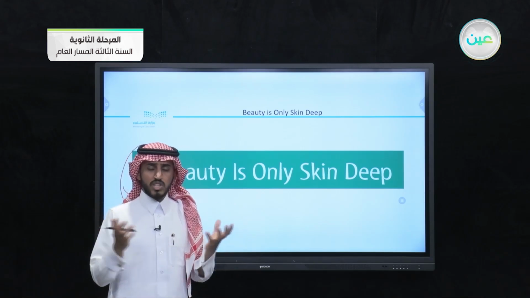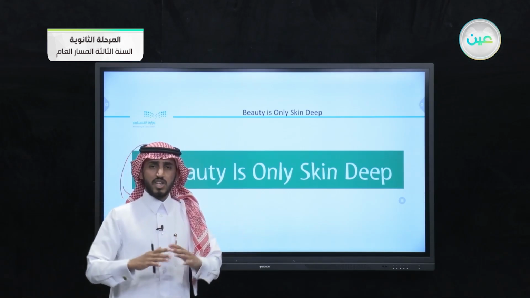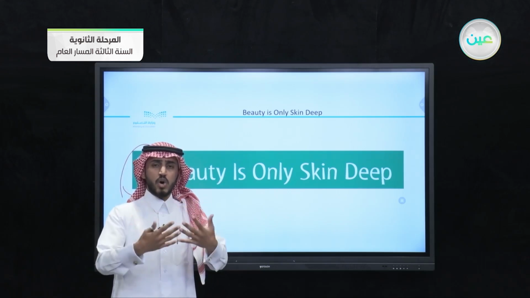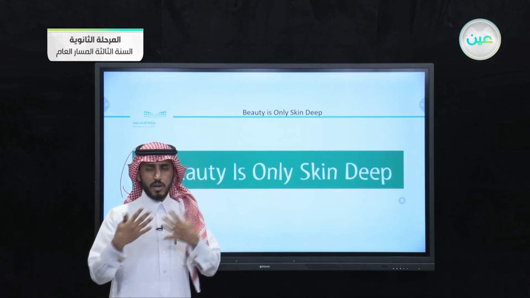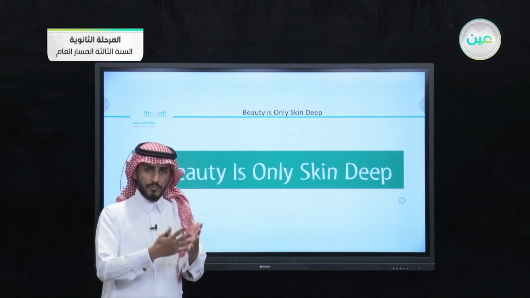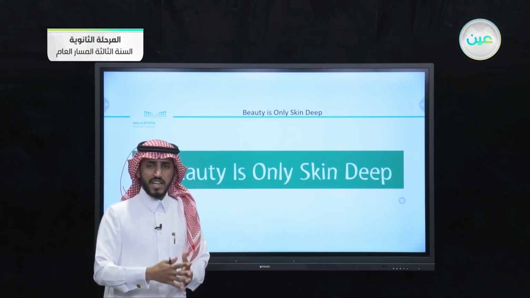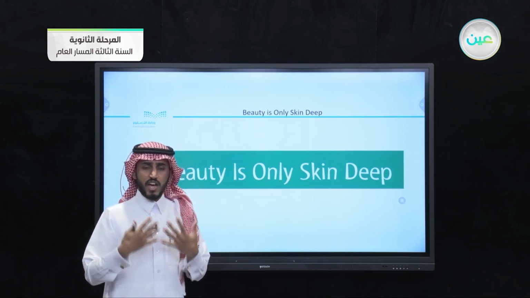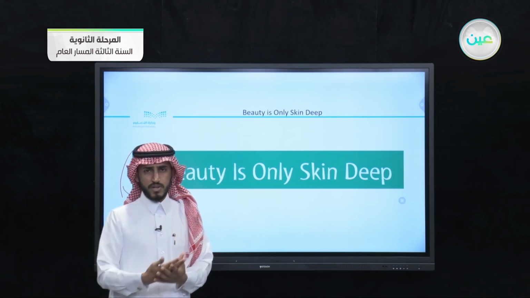So beauty is only skin deep. That means beauty only shows the superficial part of the person. It doesn't reflect the person or the personal traits. It doesn't reflect the inner beauty of the person.